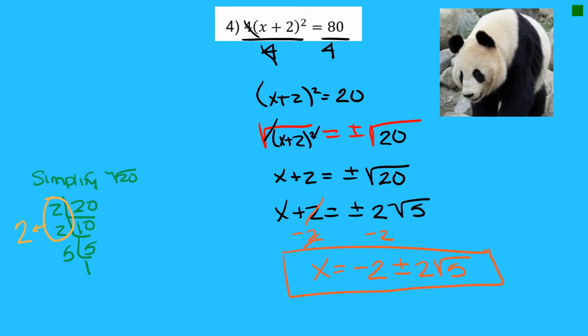I can't put together a number that's rational, which means there's no square root, with a number that's irrational, which means there is a square root. So I just leave my answer that way. If I wanted to separate it, it'd be negative 2 plus 2 times the square root of 5, and negative 2 minus 2 times the square root of 5. But usually we're too lazy to do that.